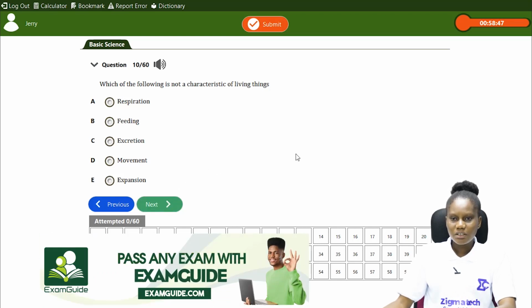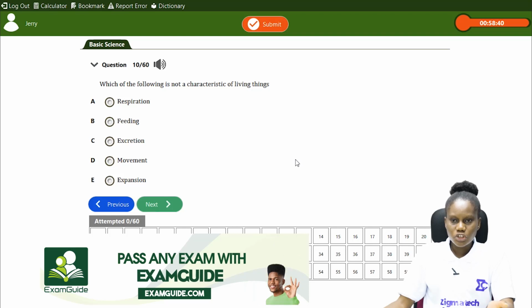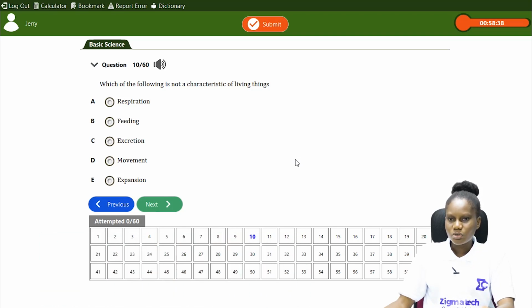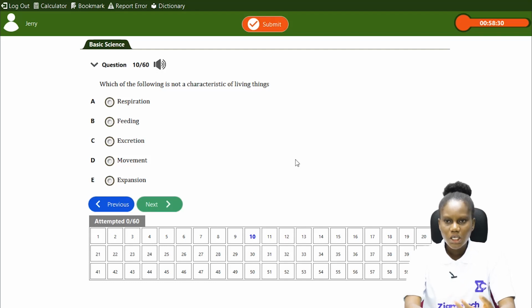Okay, which of the following is not a characteristic of living things? You have respiration, feeding, excretion, movement, and expansion. Respiration is a characteristic of living things. Feeding is a characteristic of living things. Excretion is a characteristic of living things. Movement, it is, but expansion is not a characteristic of living things.